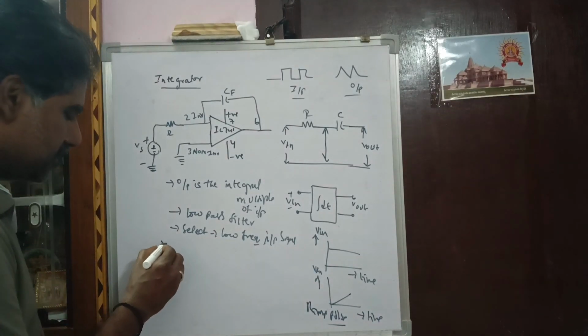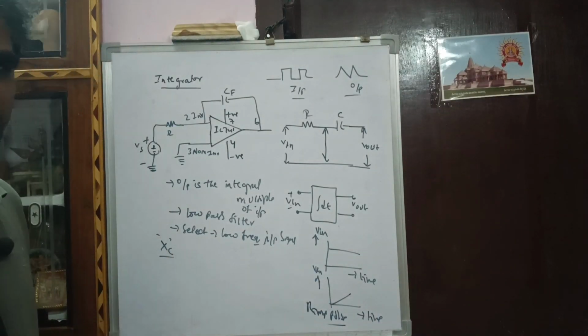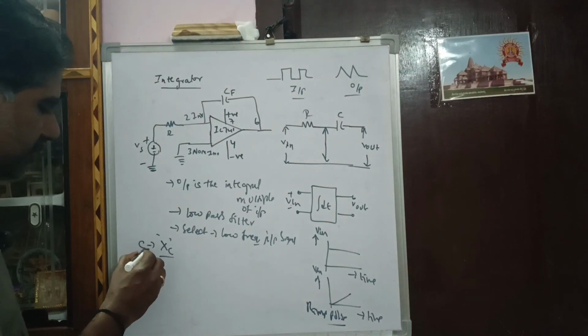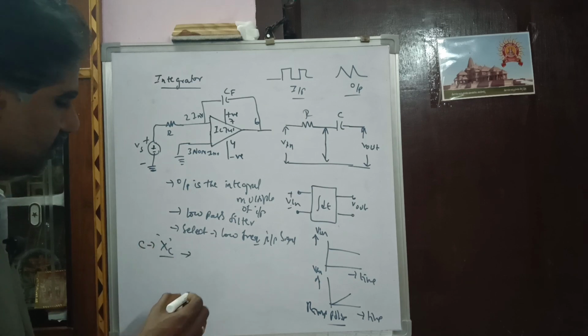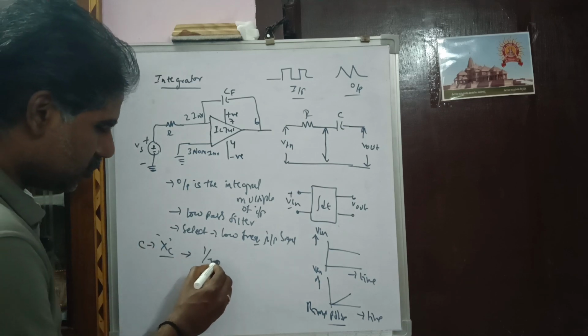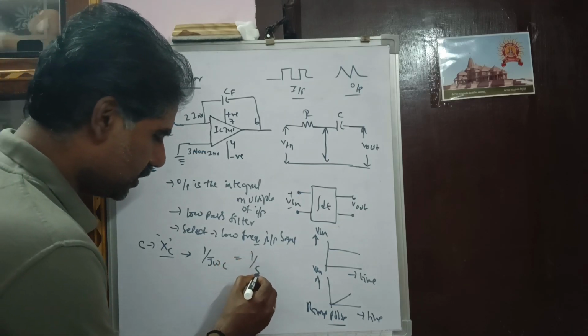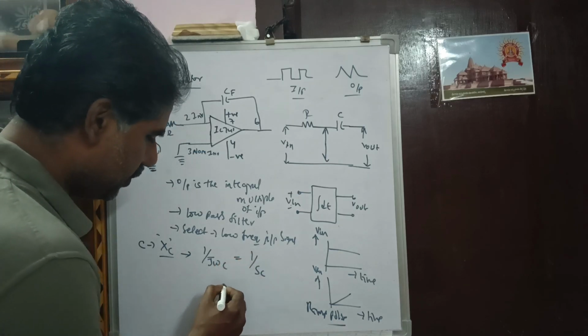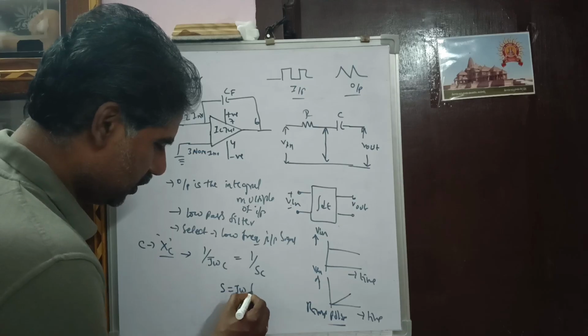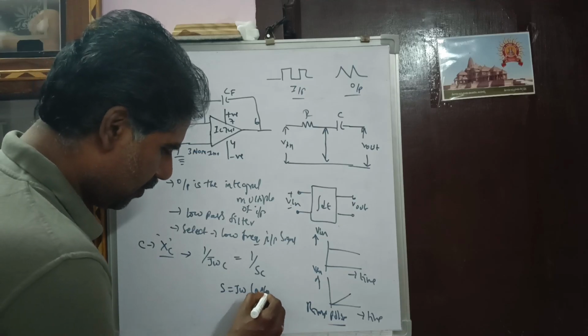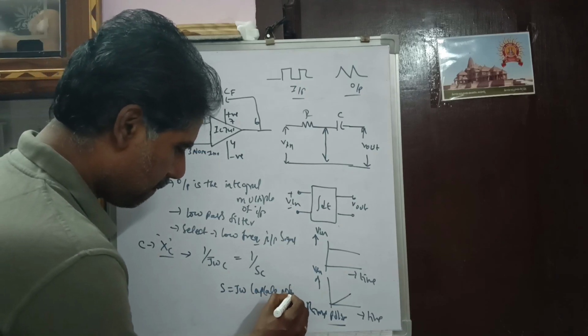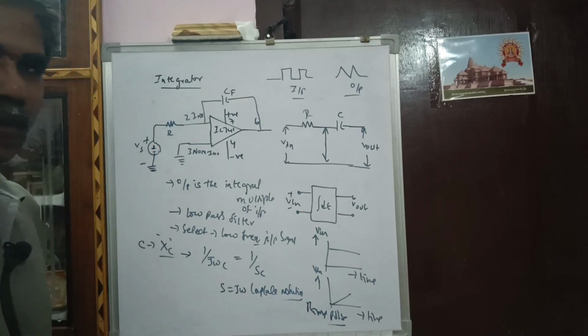In the integrator, we see C as feedback, and the reactance of the capacitor is 1 by j omega C. It can be written as 1 by SC, where S is equal to j omega, the Laplace notation.